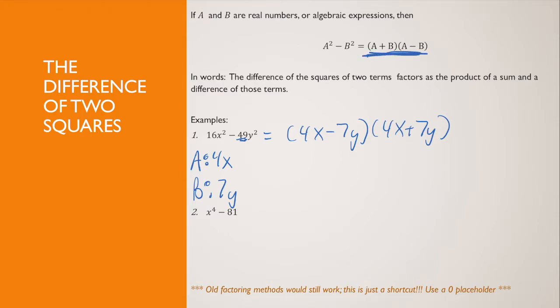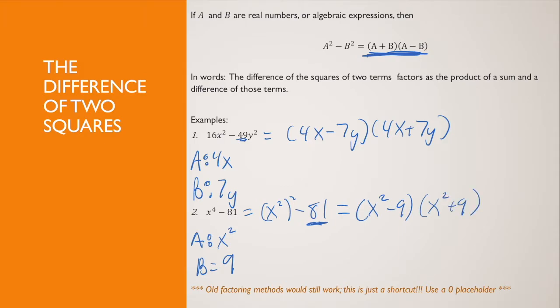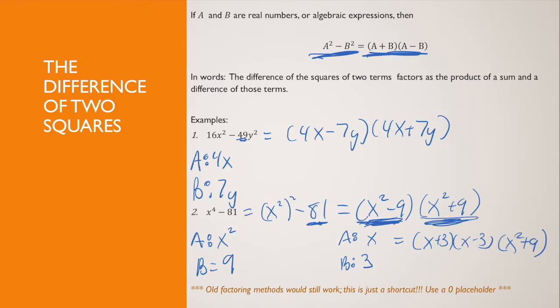For problem 2, I've got x to the 4th minus 81. Well, x to the 4th, I could rewrite that as x squared squared. So that means my A is x squared, and my B, 81, that's 9 squared, so my B is 9. So I can rewrite this as x squared minus 9 times x squared plus 9. But look at this. This right here is also a difference of squares. In this case, my new A is x and my new B is 3. So this is going to factor into x plus 3, x minus 3 times x squared plus 9, which is prime. I can't factor that any further.